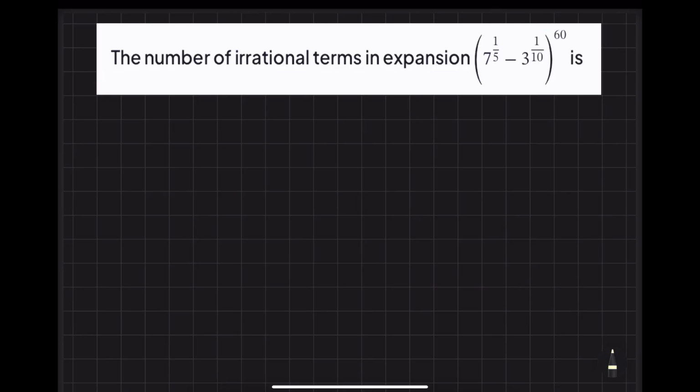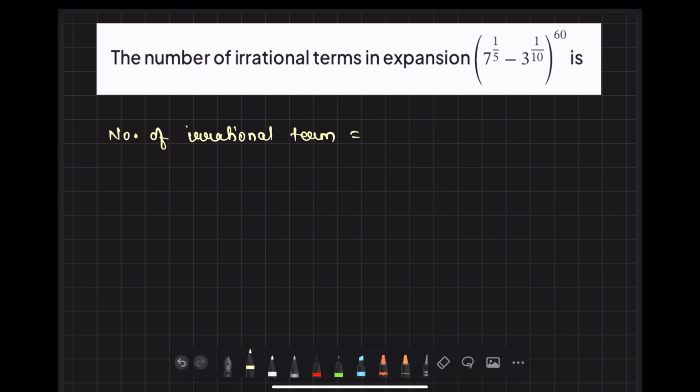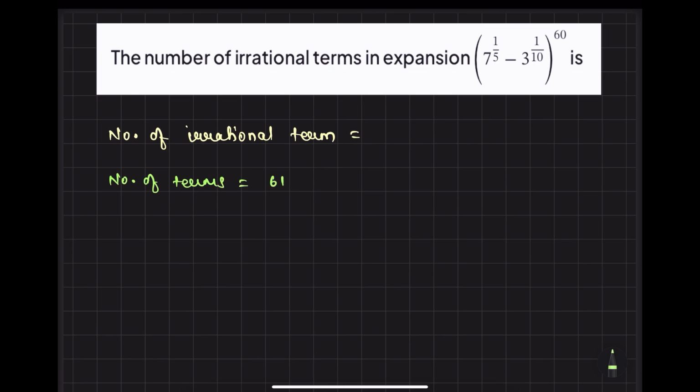So we got this situation: the number of rational terms in the expansion of this. We have to find the number of irrational terms. Whatever the question is, we should follow the number of rational terms. The number of terms is 61, correct? And the number of irrational terms will be the total number of terms minus the rational terms.